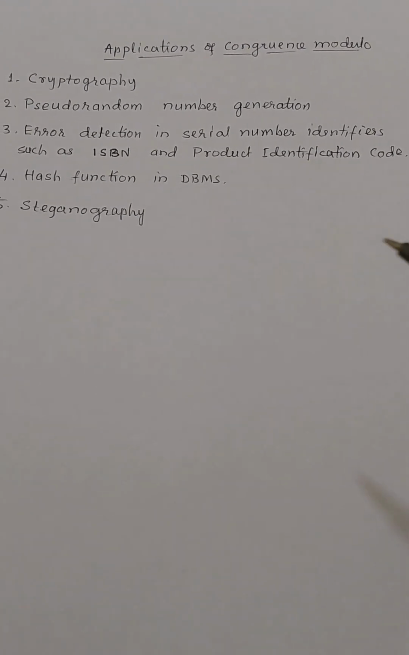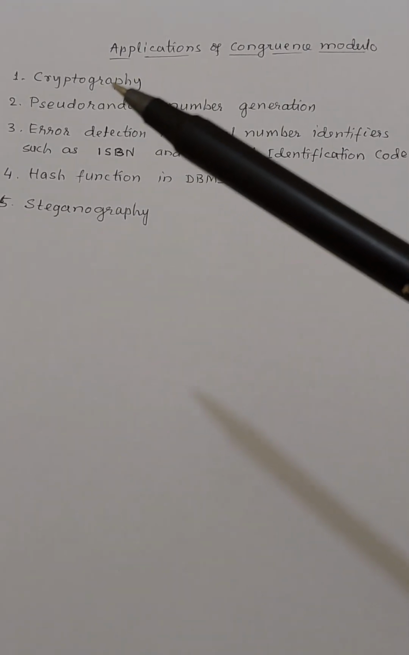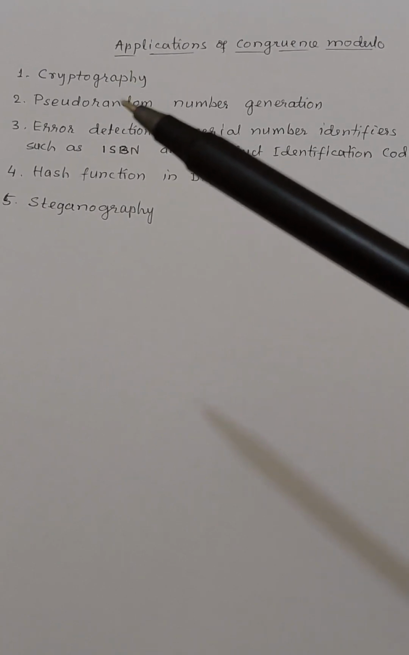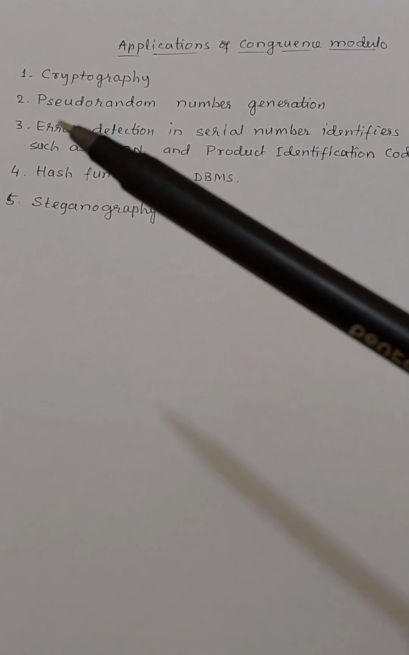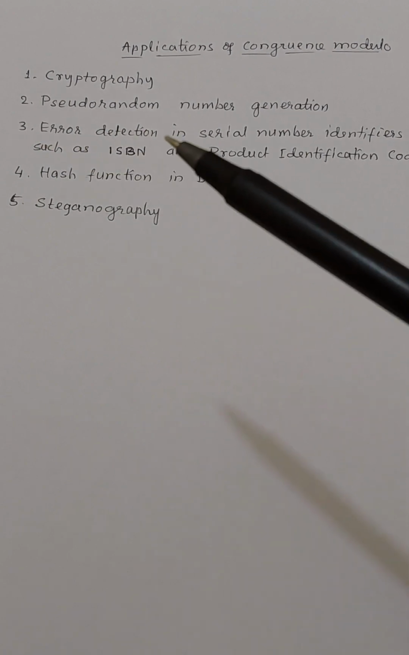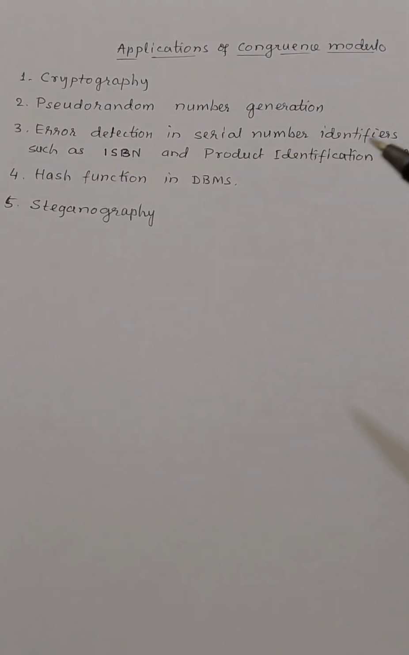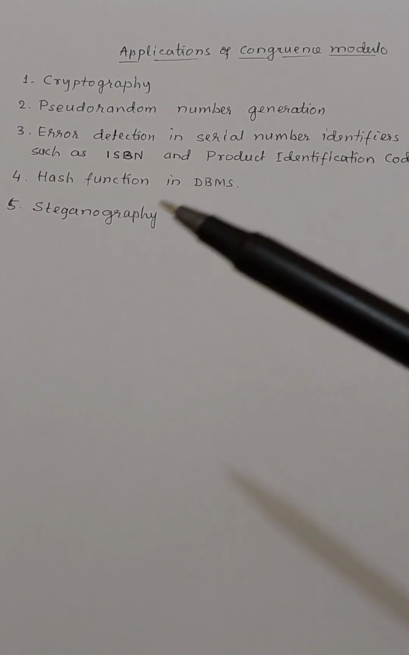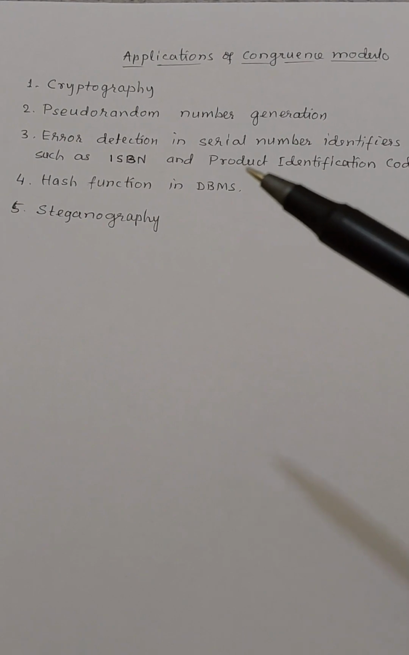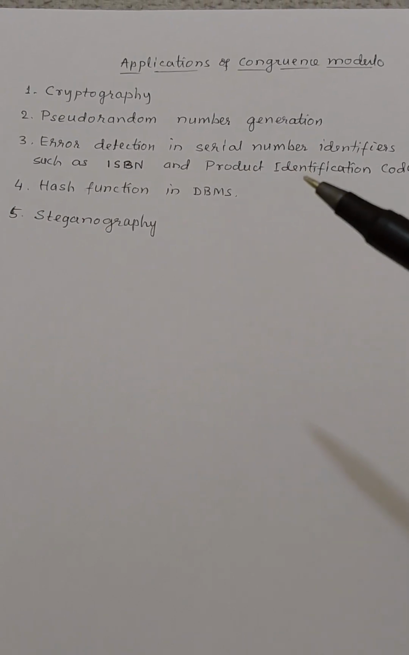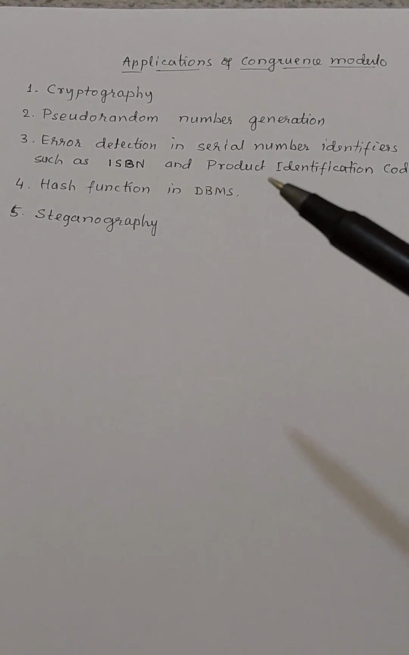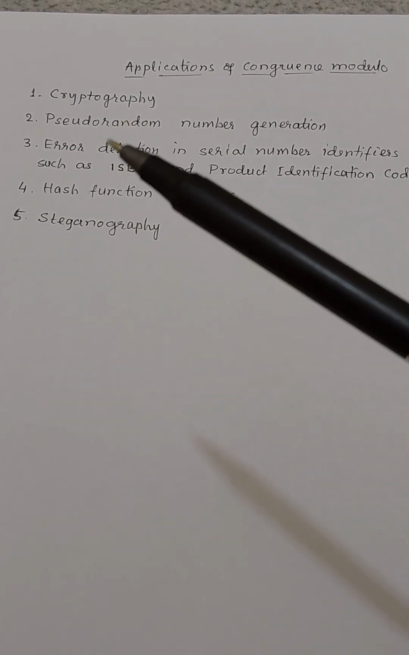Applications of congruence modulo. The main application you can see is in cryptography, in generation of public and private keys. Second application is generation of pseudo-random numbers. Third one is error detection in serial number identifiers. For books we have serial number identifiers called ISBN, and for products there are product identification codes. If there is any error in these serial numbers, it can be detected using congruence modulo.